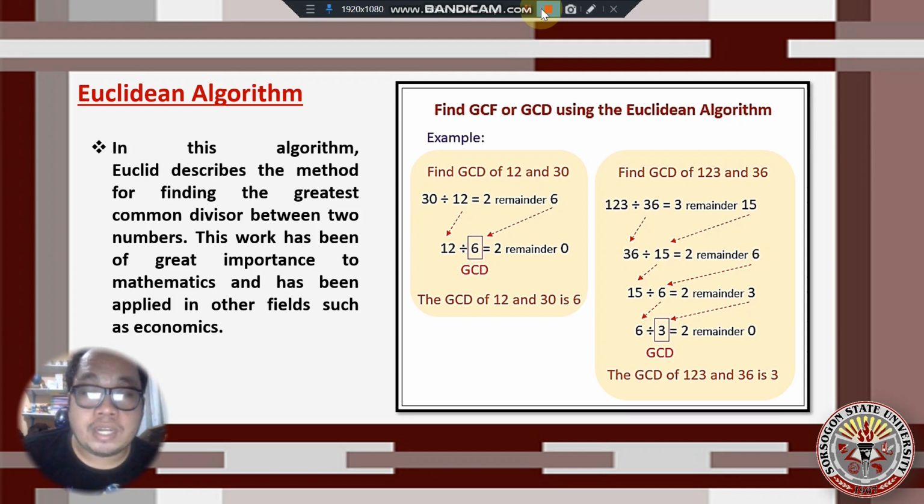Then on the next part of the solution, we'll be dividing 15 by 6, and that results to 2, remainder 3. Then 6 is to be divided by 3, then the quotient is 2, and has a remainder of 0. So with that, the greatest common divisor of 123 and 36 is 3. So that is how we find the greatest common factor and the greatest common divisor using the Euclidean algorithm.